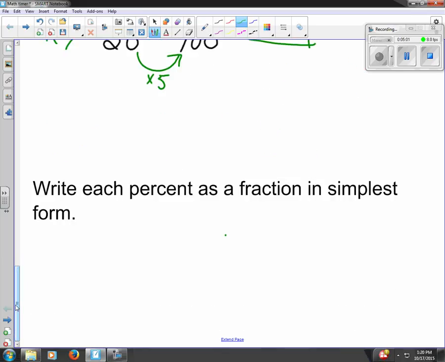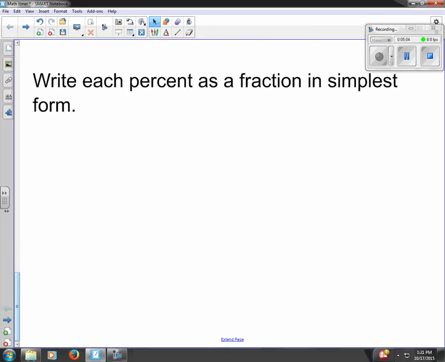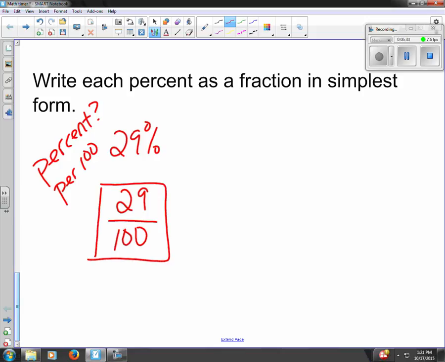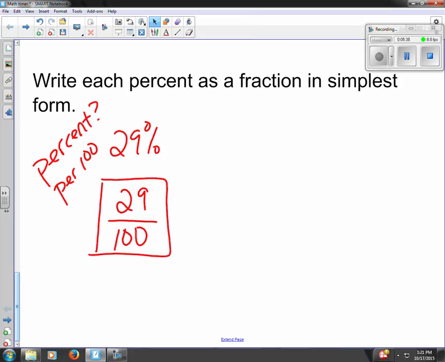Now, let's say I want to write the percent as a fraction in simplest form. Here's my percent, 29%. How do I write that as a fraction? And then make sure it's in simplest form. Well, what does percent mean? Percent means per 100. So put 29 over 100. Now it's a fraction. Ta-da! That's it. And it can't be simplified any further, so you're done. 29 over 100 is your fraction in simplest form.